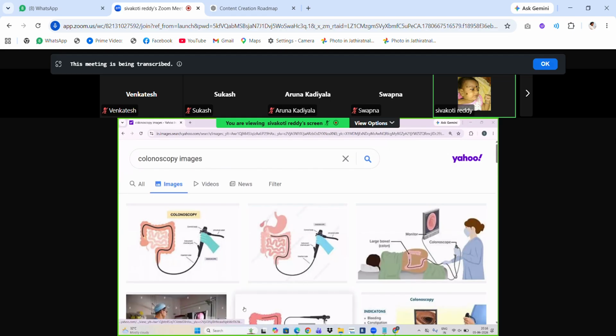Both scopies have visualization video. How they are approaching, how they are inserting the scope. Based on that, you get percutaneous endoscopy and via natural or artificial opening endoscopy.